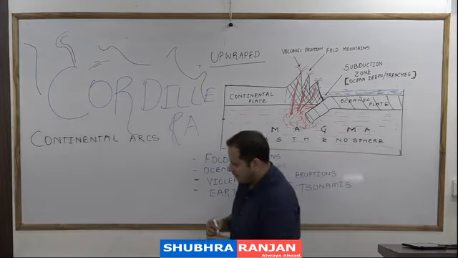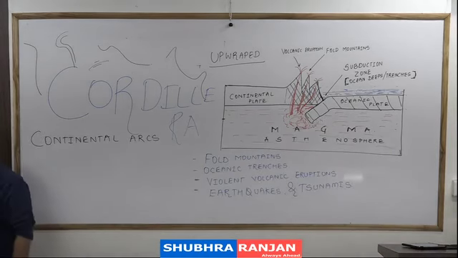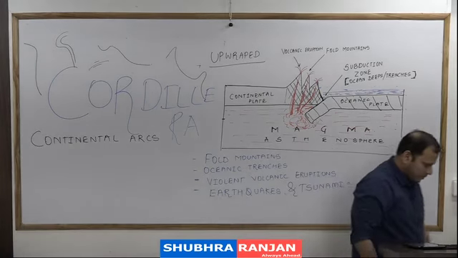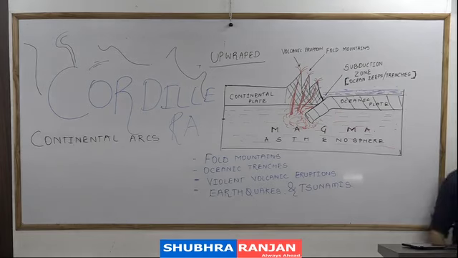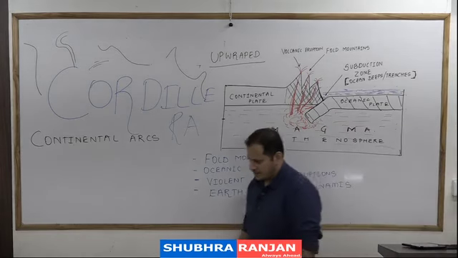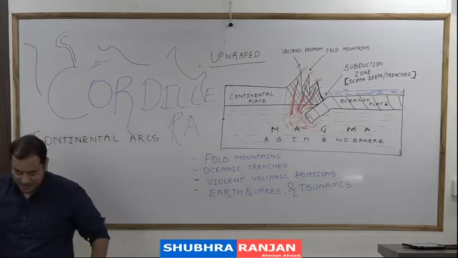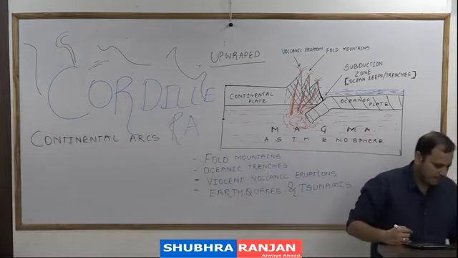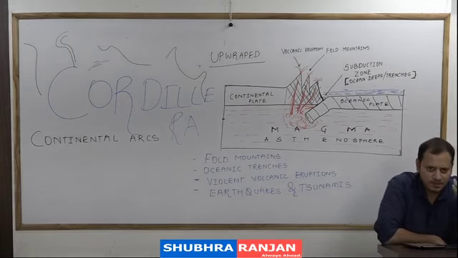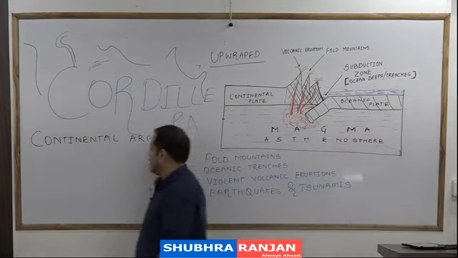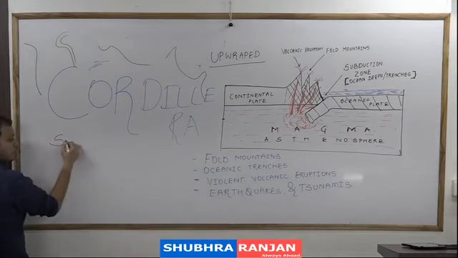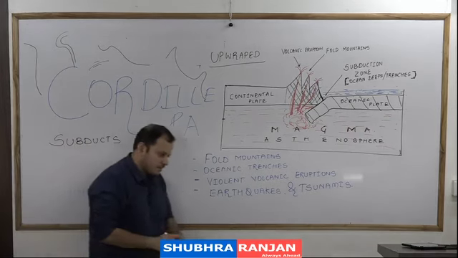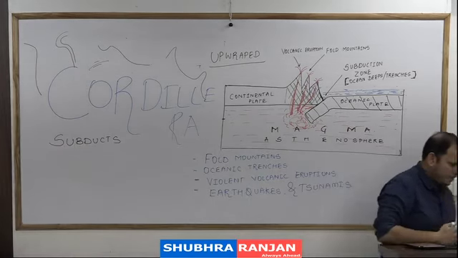Next, violent volcanic eruptions. This is because the denser plate subducts. Subduct means pulled into the mantle. Subduction means pulled into the mantle. It subducts below the lighter plate.